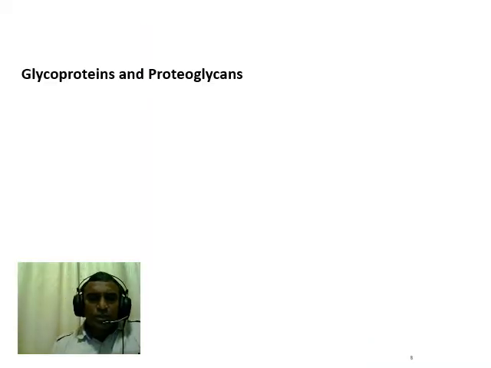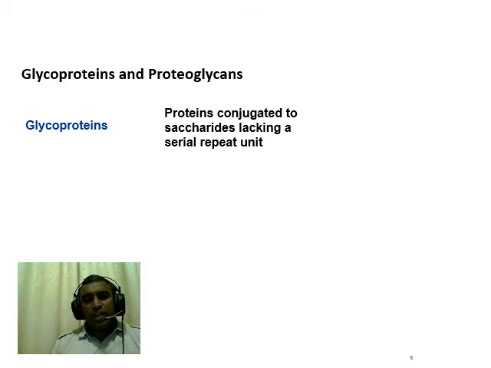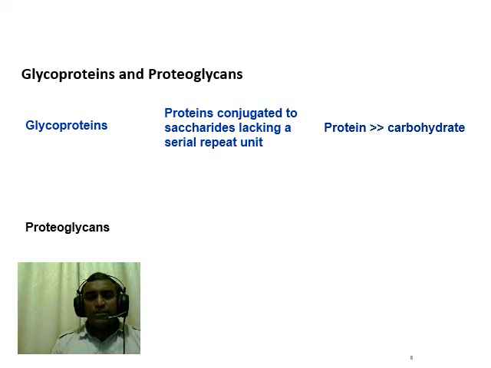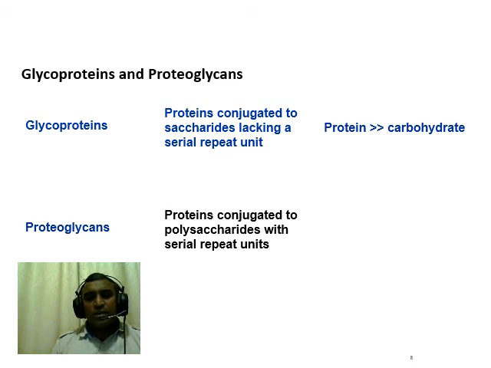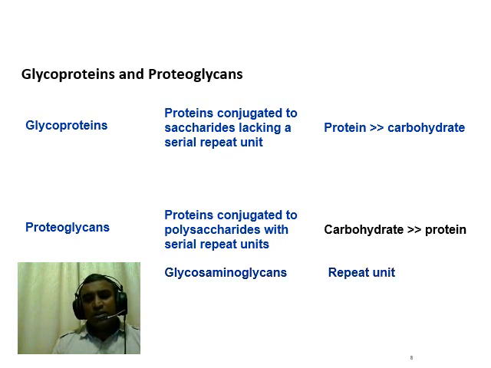So here shown the difference between glycoprotein as well as proteoglycan. Glycoprotein does not have the serial repeat unit of glycosaminoglycan, and compared to proteoglycan, this one has more protein rather than carbohydrate. And in terms of proteoglycan, they have these serial repeats that is referred as glycosaminoglycan, abbreviated as GAG. And proteoglycan has more carbohydrate, less of protein.